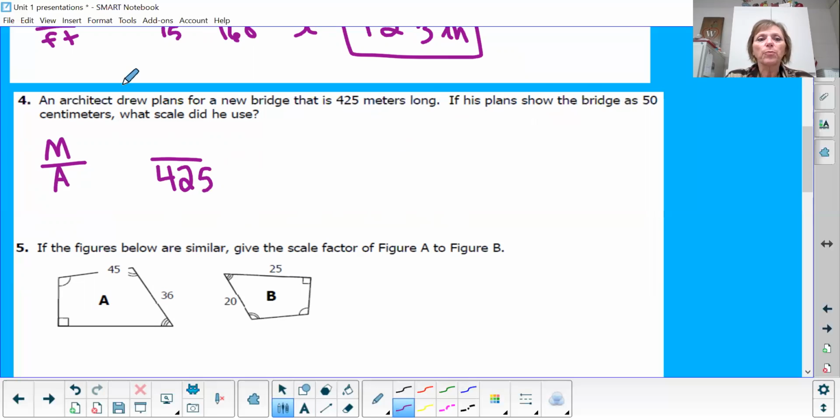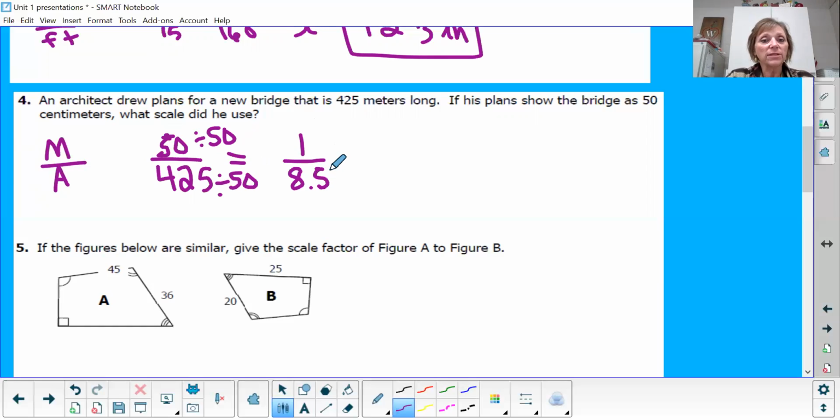And if his plans show that the bridge is 50 centimeters, so 50 centimeters. Now, you don't have a choice on this. The numerator has to be a 1. Okay, so what can I divide 50 by to get that? Well, itself. So if I divide both of these by 50, I'm going to get that missing value. Okay, the answer is 8.5.